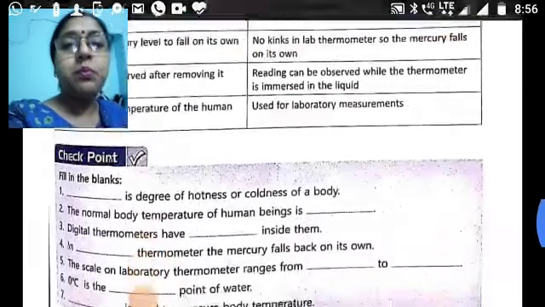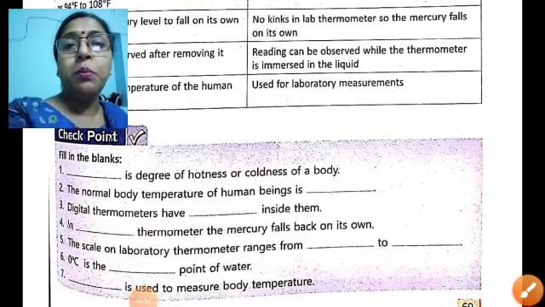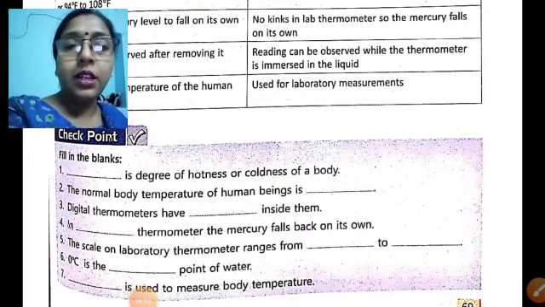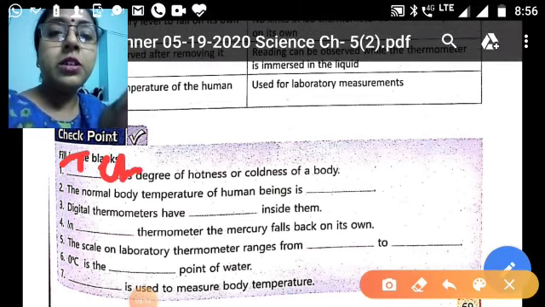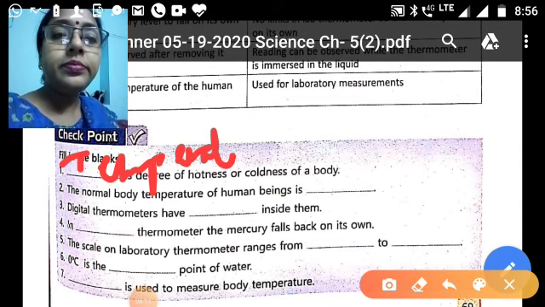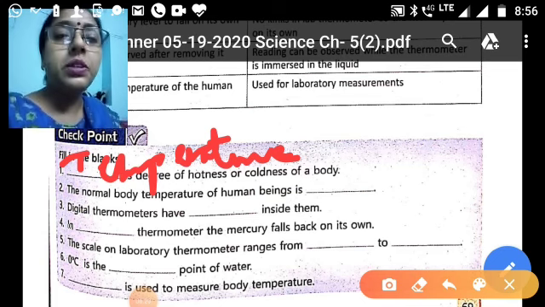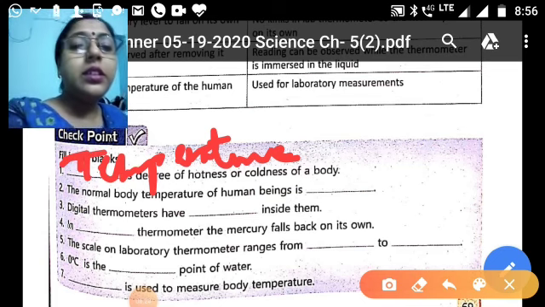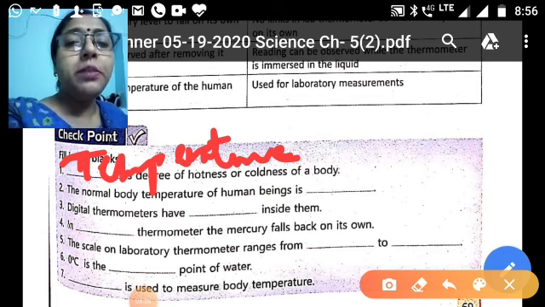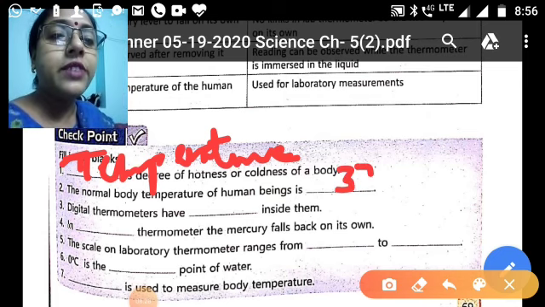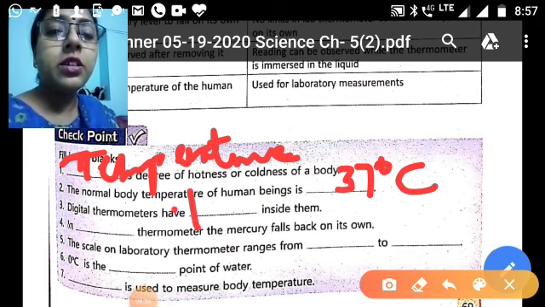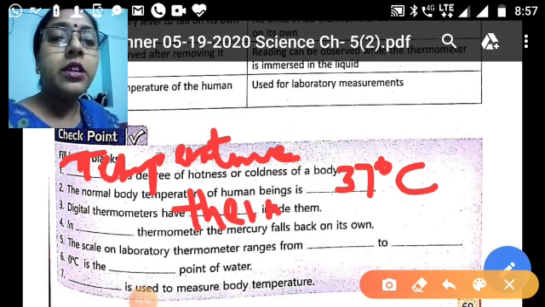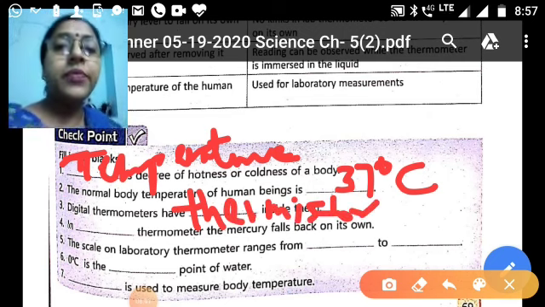Come to the checkpoint. So you will fill in the blanks in your book. Number one, temperature is the degree of hotness or coldness of a body. So you write here temperature. Temperature will be the answer. Next, the normal body temperature of a human being is 37 degrees Celsius. Digital thermometers have a thermistor, T-H-E-R-M-I-S-T-O-R.